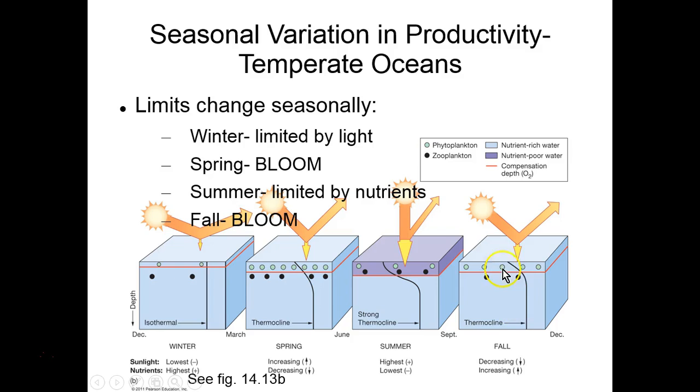That bloom in the fall is not as extreme as it was in the spring, because in the springtime there were tons of nutrients in the surface water and they were just waiting for the sunlight to come out. Whereas in the fall, there aren't very many nutrients, and the sun is basically just going away. Okay?